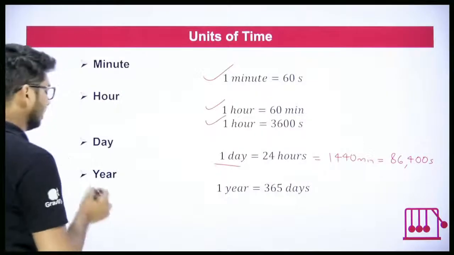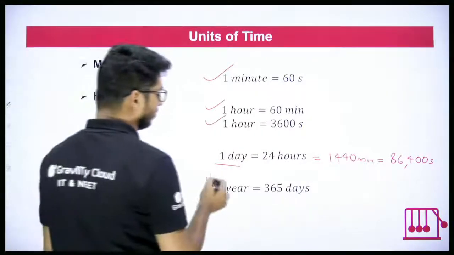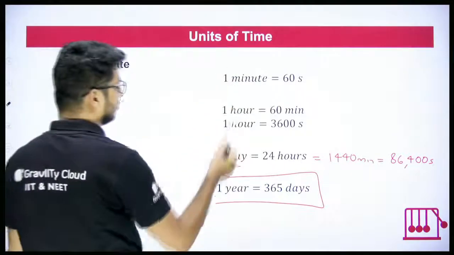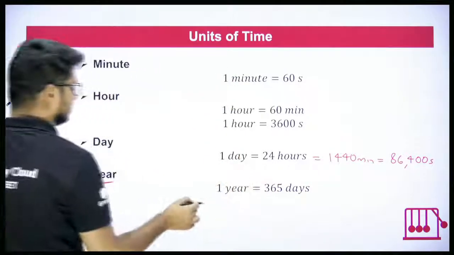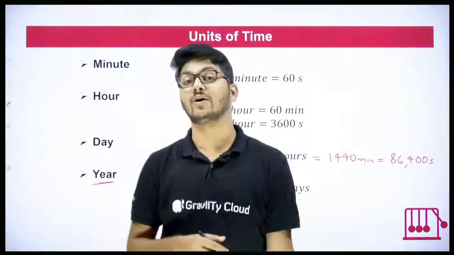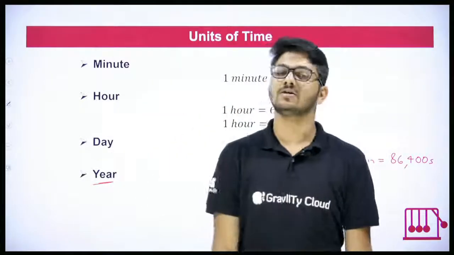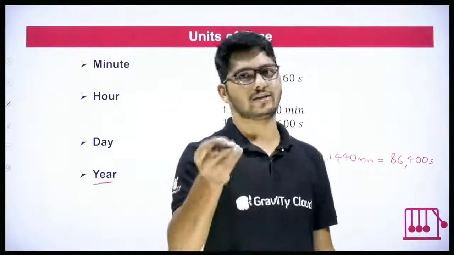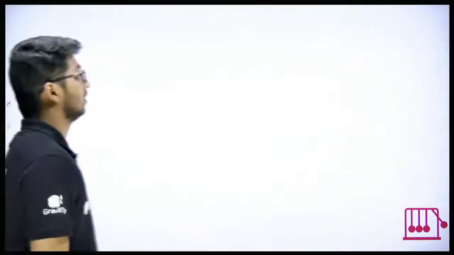Now you have 1 year also. What is 1 year equal to? 365 days. 1 year is equal to 365 days. Yes or no? In a year you have how many days? 365 days. So what is 1 year in terms of seconds? Not required. If you need, you can do the calculation. Okay. Then you have others also.